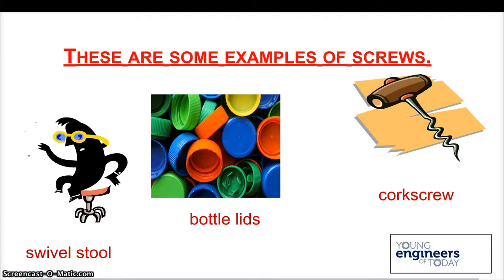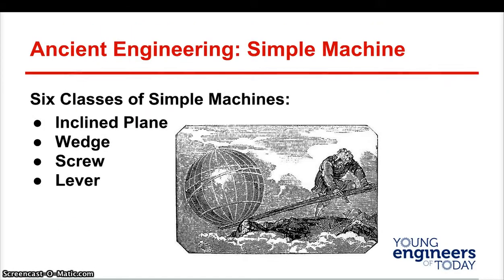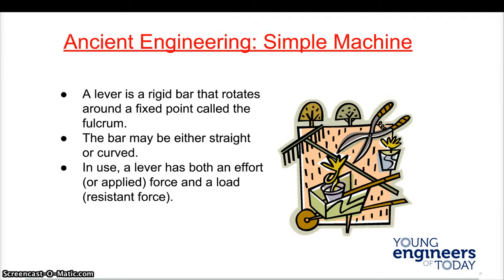Now here are some examples of screws. And here are some other examples that we see on a daily basis that we don't always think about. Now, levers. A lever is a rigid bar that rotates around a fixed point called a fulcrum. The bar may be either straight or curved. In use, a lever has both an effort or applied force and a load, which is a resistance force. And sometimes these are considered input or output.